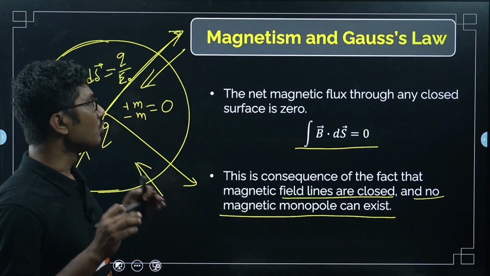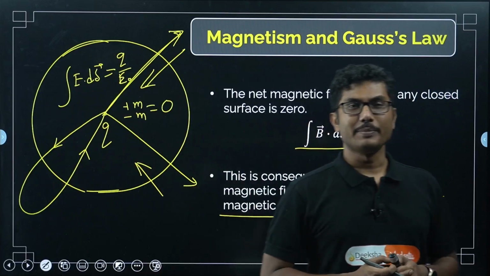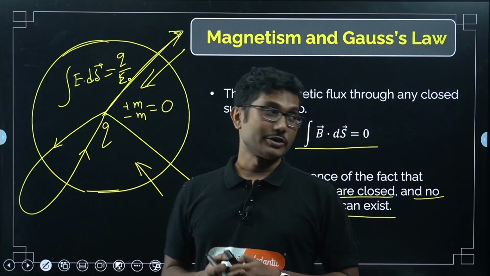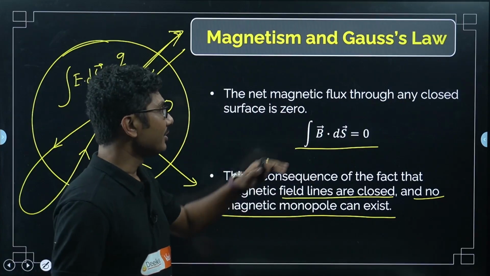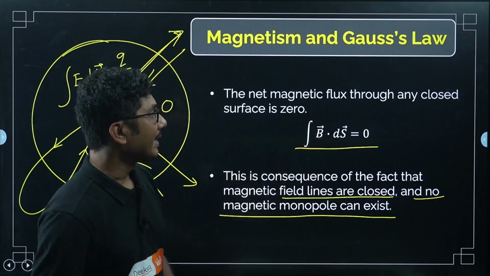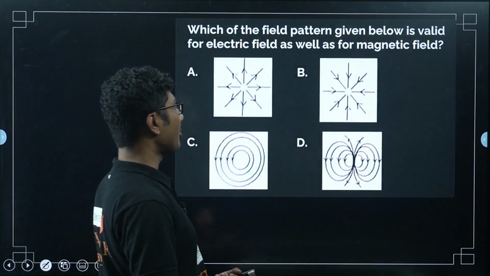So these are the two things that are the direct consequence of Gauss's law of magnetism. Gauss's law of magnetism indirectly tells you that magnetic field lines are closed. Also, indirectly it tells you that a magnetic monopole cannot exist. Now let's look into another problem.